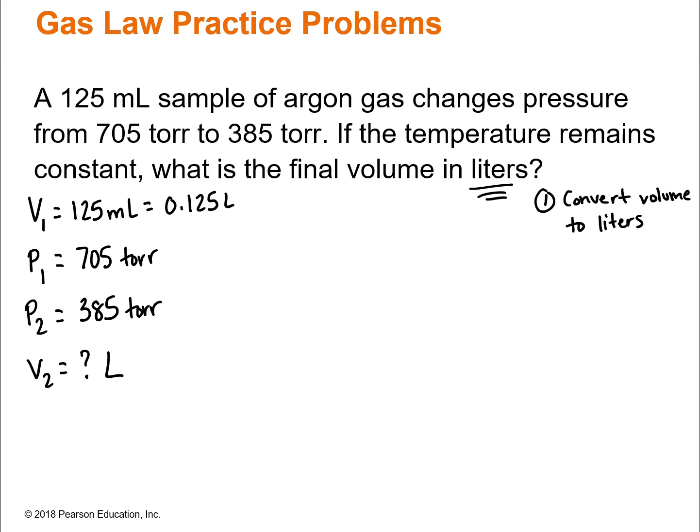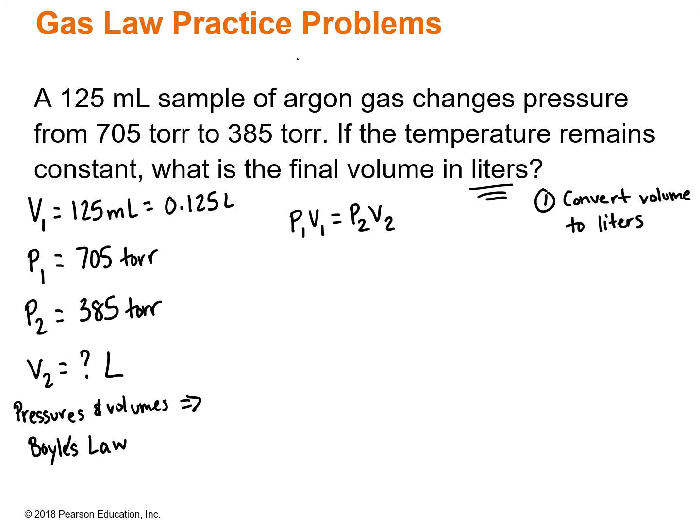Now that we've got all our variables, we did that quick conversion. What gas law do we have to use? We've got pressures and volumes. So that has to mean Boyle's law. Boyle's law says that the pressure and the volume are inversely proportional. So if one goes up, the other goes down, and vice versa.